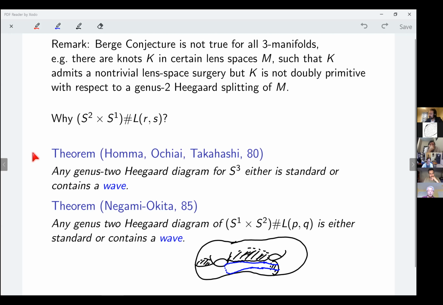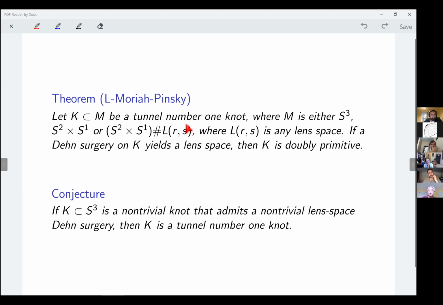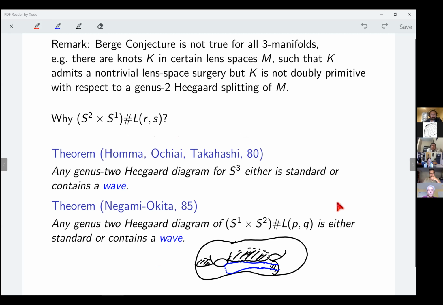So those two theorems basically give you an algorithm. If you start with any Heegaard diagram of either S^3 or a connected sum of S^2 × S^1 and lens space, then by doing wave moves, you can change this Heegaard diagram into the standard ones. So that's why it's so special about those manifolds, and that's precisely the reason we use those manifolds. That's because of the theorem.